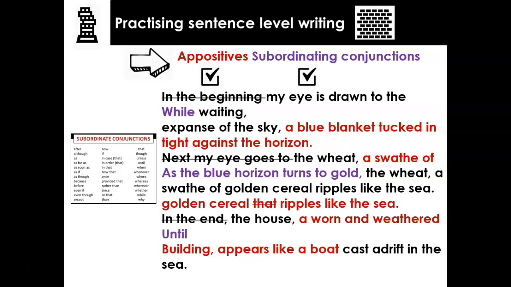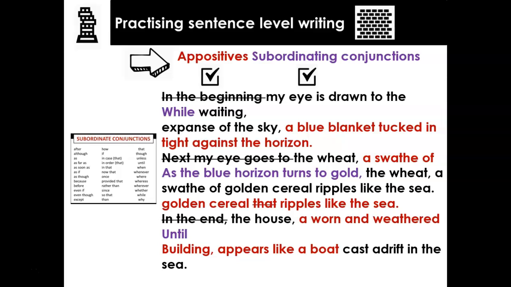Brilliant. Now, you could do it in other ways. After they arrived in Kansas, their eye was drawn to the expanse of sky, a blue blanket tucked in tight against the horizon. But you can see here that we've got that subordinate conjunction. Brilliant. Now, as you're beginning to look at your writing from last lesson, we want to see those subordinate conjunctions, but there might be other things that you decide to change.